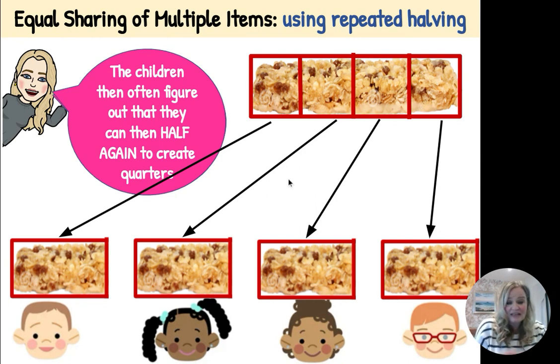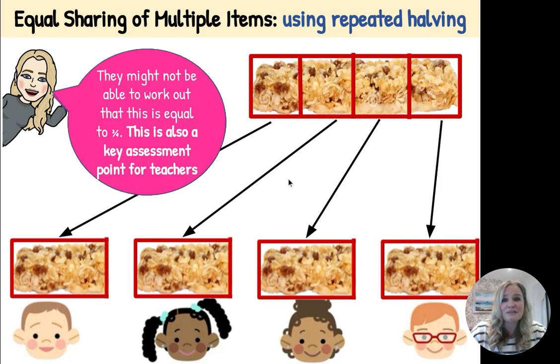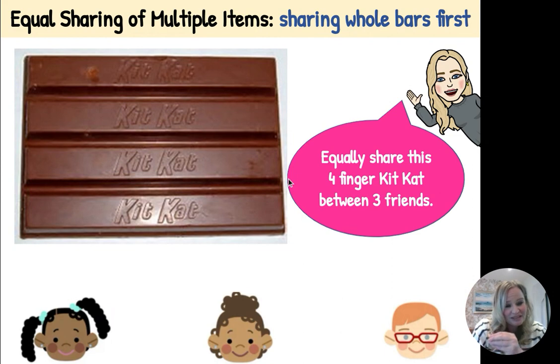So the children have solved the task. This gives each child a half and a quarter. They've solved the task, but they might not be able to work out that this is equal to 3 quarters. This is a key assessment point for teachers. Absolutely, they've solved the problem, and they've worked out that each person gets a half and a quarter. But do they know that that's 3 quarters altogether? I would then be digging deeper with my questioning. Can you work out what fraction of the original cereal bar they each have? How are you going to do that? They might only get to this point, and that's a good point for you to know, so you can clearly see where they are at with their fractional understanding.